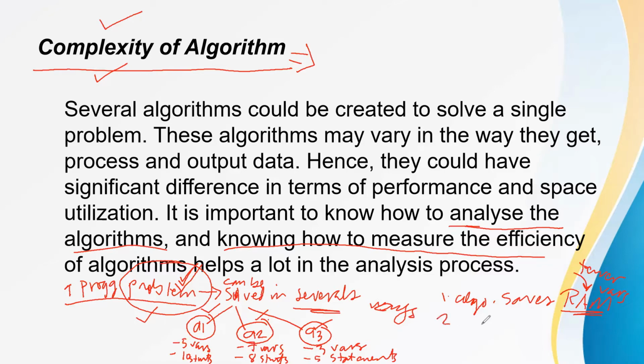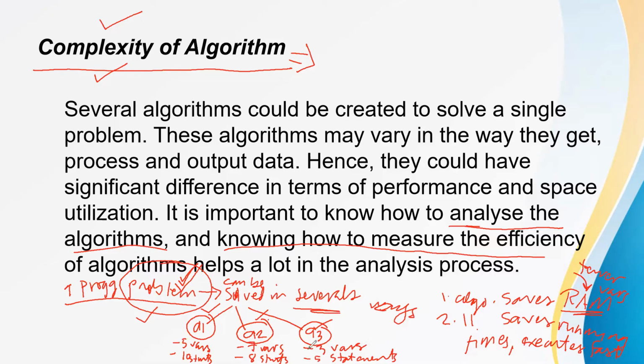The second is choose an algorithm that saves running time or executes fast or runs fast. And what would affect the running time of an algorithm? It is the number of instructions to be executed. The more instructions there are to be executed, the longer the running time of the program. Because there are many instructions to be executed, then the longer it would take to end the program and obtain the result, right?